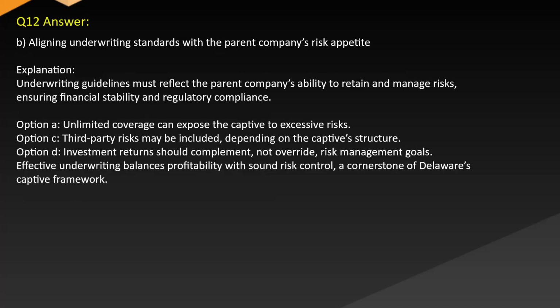Answer: B. Aligning underwriting standards with the parent company's risk appetite. Explanation: underwriting guidelines must reflect the parent company's ability to retain and manage risks, ensuring financial stability and regulatory compliance.